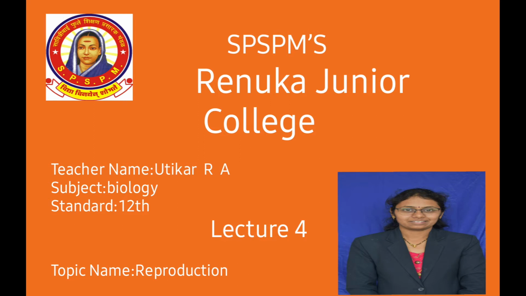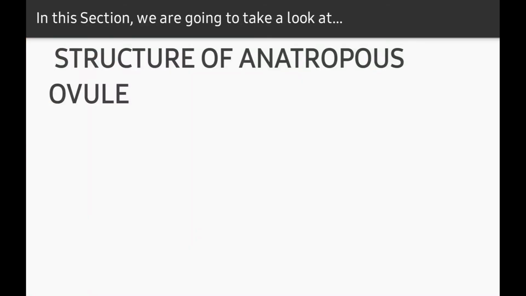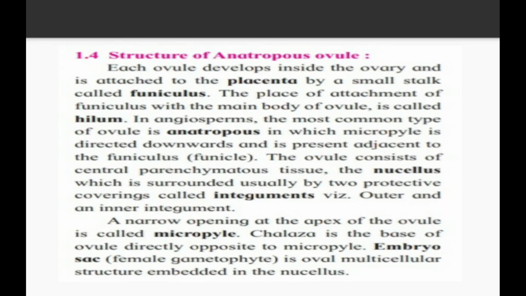Today we are going to start our 4th lecture about the reproduction process. So let's get started. In this section we are going to take a look at the structure of the anatropous ovule. This is a very important point from a board point of view. So let's see what an anatropous ovule is.